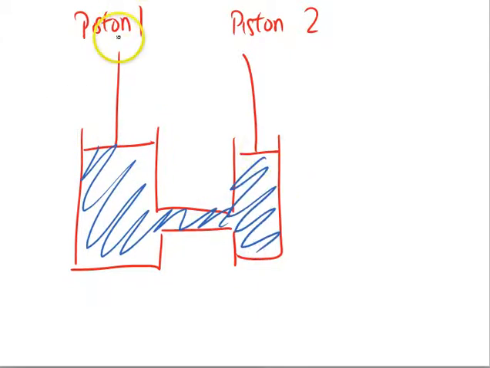Now how it works is that when piston 1 pushes down, what happens to piston 2? It moves up. When piston 2 pushes down, piston 1 moves up. This is generally how it works. Relatively simple. But let's try to do some calculations based on this. Let's just say this platform here has an area of 2 meter square. This platform here has an area of 1 meter square.